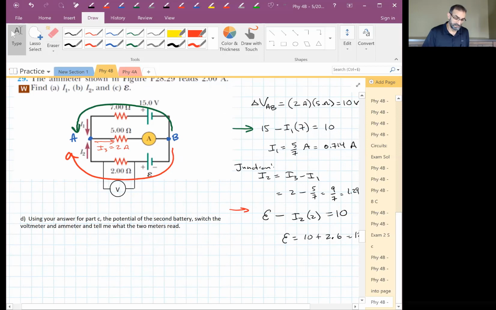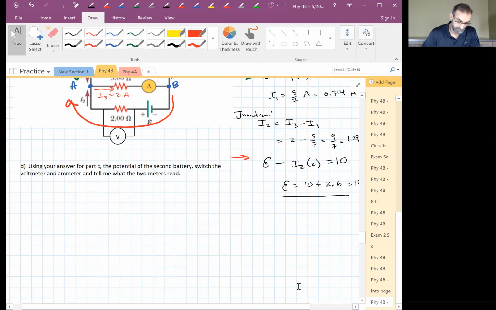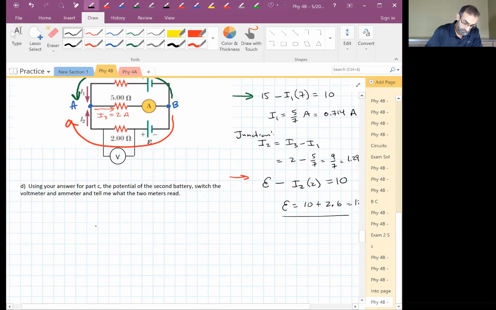Part D. We're going to use this answer for our EMF of the battery, and we're going to switch the voltmeter and the ammeter. And you're going to tell me what the 2 meters read. So our circuit now looks like this.